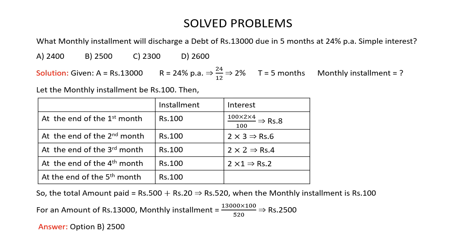Now we are asked to find what is the monthly installment if the amount is rupees 13,000. So if amount is rupees 520, then monthly installment is rupees 100. So if amount is rupees 13,000, then monthly installment would be 13,000 multiplied by 100 divided by 520. On solving this, we get the monthly installment as rupees 2,500. The correct answer is option B, 2,500.